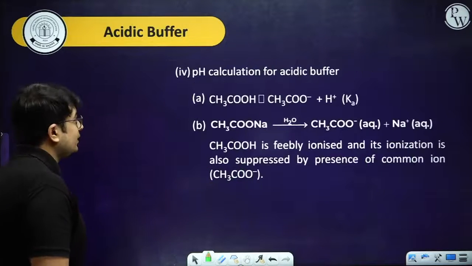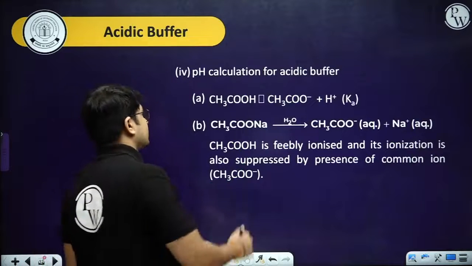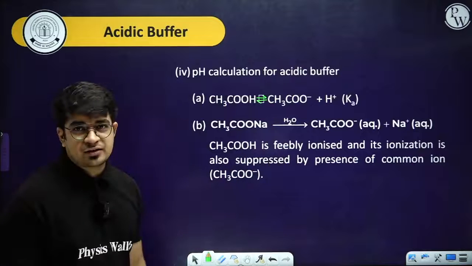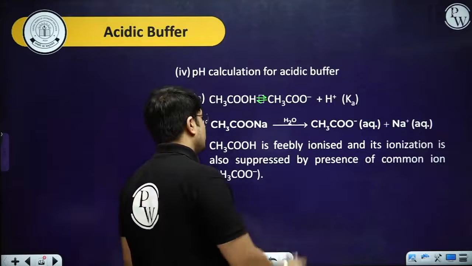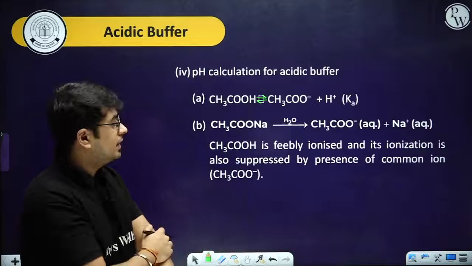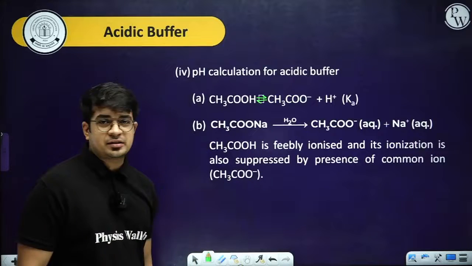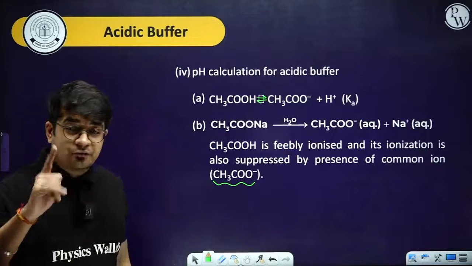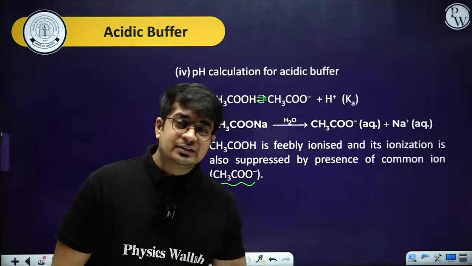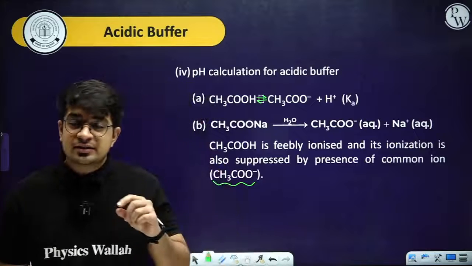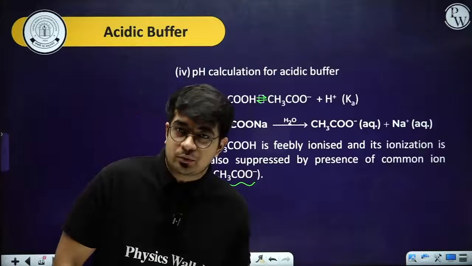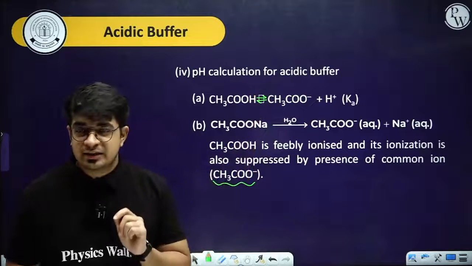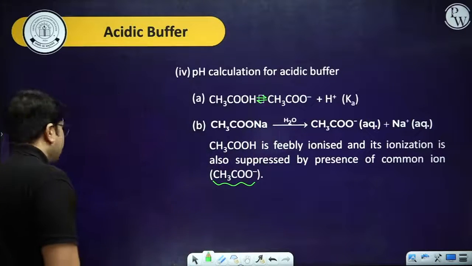Now, if I talk about the pH calculation, in that case, you know that the first part is going to be the reversible reaction, but the second part is going to be the 100% dissociation. So CH3COOH is going to be feebly ionized and its ionization is also suppressed by the presence of the common ion, which is CH3COO negative. Now, if you remember exactly, we discussed one calculation, that if something is coming from the strong electrolyte, it has more contribution, so it's going to change the concentration of this common ion with whatever is present in the solution. So that is the first part which you have to understand.